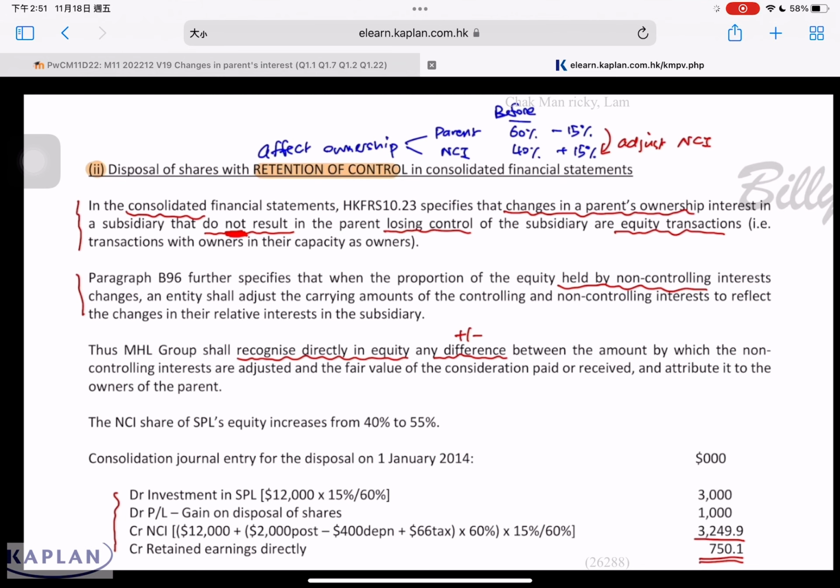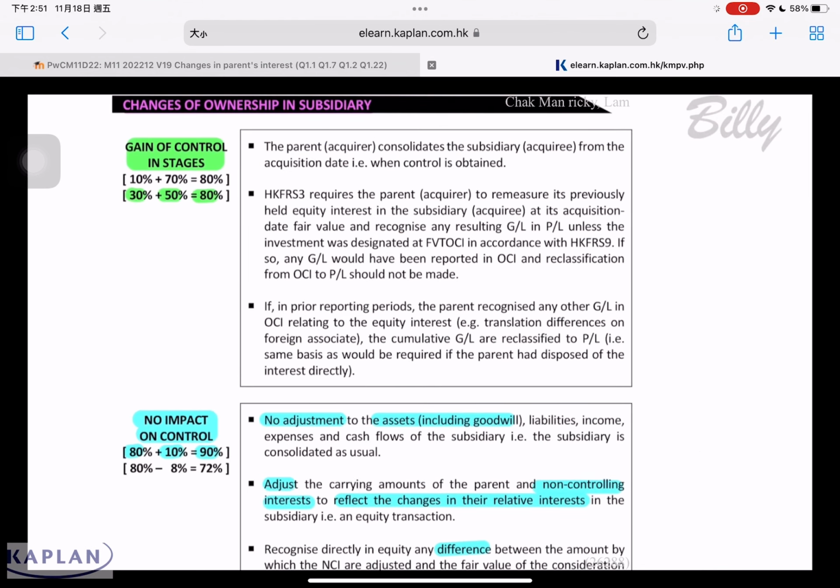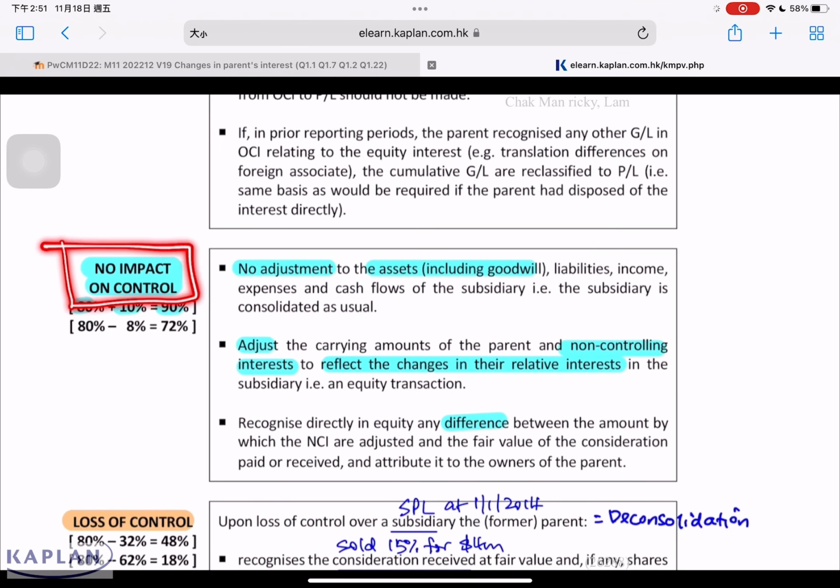Where do you find the information to answer these types of questions? Refer to page 23. No impact on control. For this question, 60 minus 15 equals 45. The question says, assuming control is not affected. We must tell the marker no adjustment to the assets and liabilities of SPL. We must apply the question by using the company name. SPL should be consolidated as usual. Just the current amount of NCI.